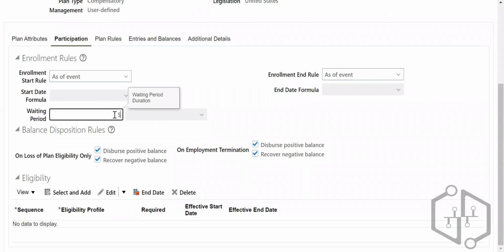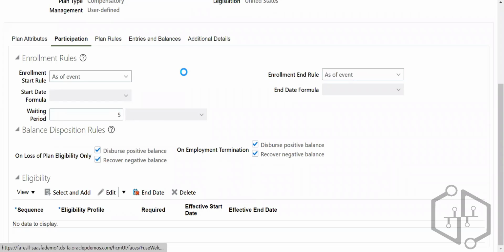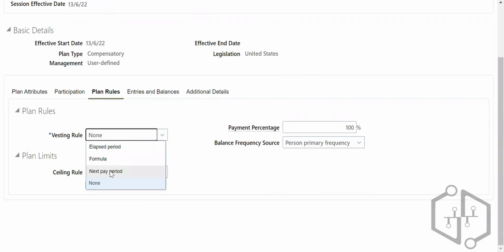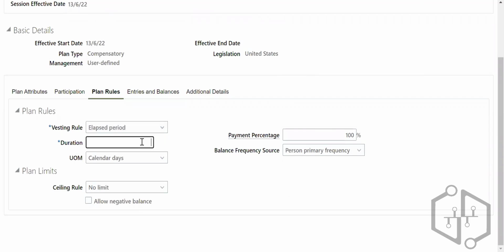Waiting period, you can write 5 working days. You have to wait for 5 working days. Plan rules are what? Vesting rule: next pay period, last period, none. Duration is 10 days. Vesting period and waiting period.